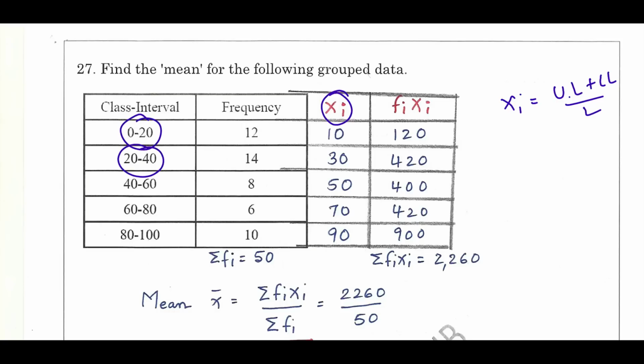20 plus 40 by 2 is 30. 40 plus 60 by 2 is 50. 60 plus 80 is 140 by 2 is 70. 80 plus 100 is 180 by 2 is 90.